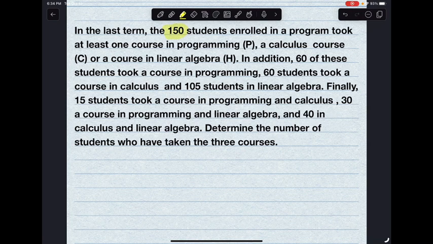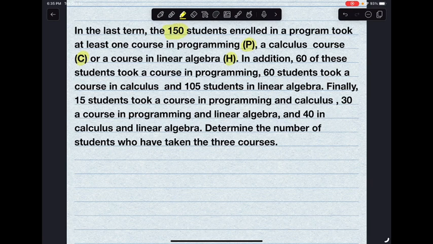They take at least one course, so that means there are no students with no course taken. All the 150 students have taken at least one of these 3 courses. The first course is programming. We use P for programming, the students who take programming, C for calculus, and H for linear algebra.